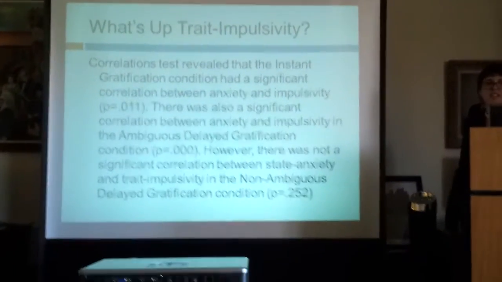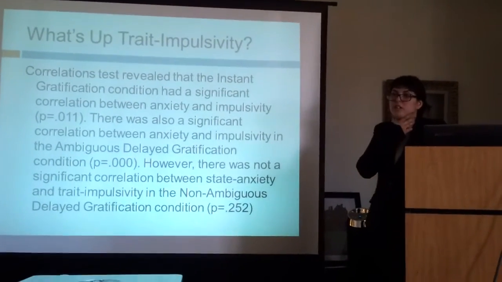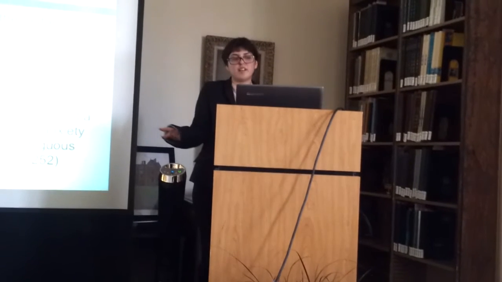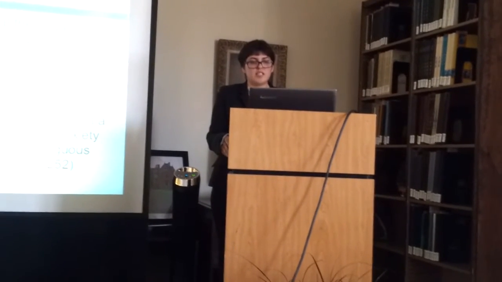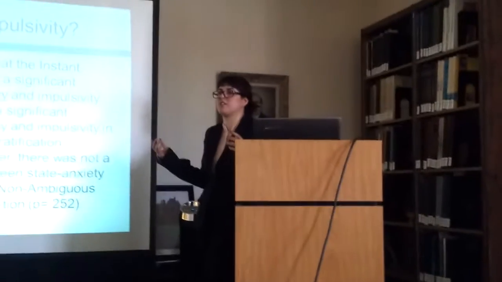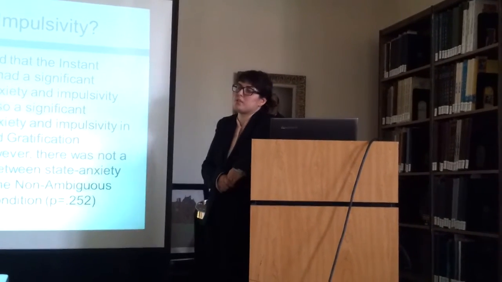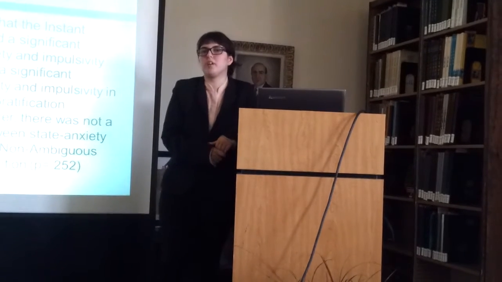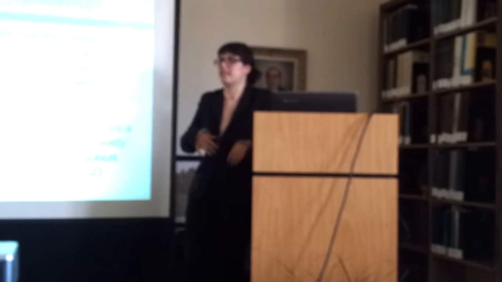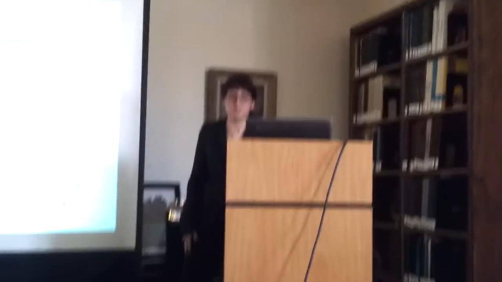Okay, so what's up, trait impulsivity? The reason I say that is because I actually have a really hard time myself analyzing how trait impulsivity played a role. The reason is that there were significant correlations when I looked at trait impulsivity. I found a significant correlation between anxiety and impulsivity in the ambiguous delayed gratification condition, but not between the non-ambiguous and the delayed. So I couldn't connect that to how there was a significant difference between the ambiguous delayed gratification and the instant gratification condition. There was also an issue with the impulsivity scale: participants decided to drop out. When I was running the research, as I told you, I gave the false personality assessment, then the state anxiety scale, and then the impulsiveness scale. There were people that just didn't fill out the impulsiveness scale at the end. I think there were 2 participants that did that. So that also limited some of the conclusions I can come to.